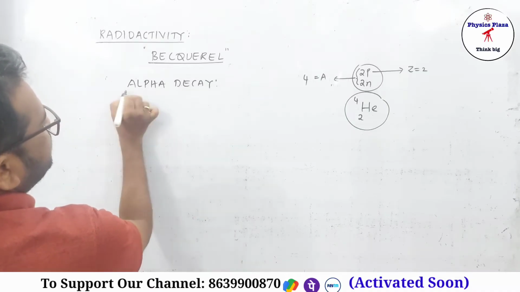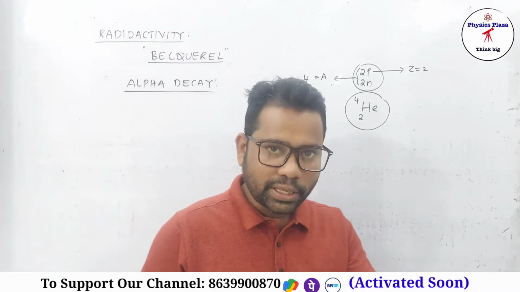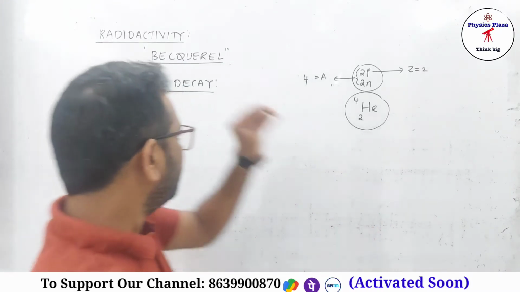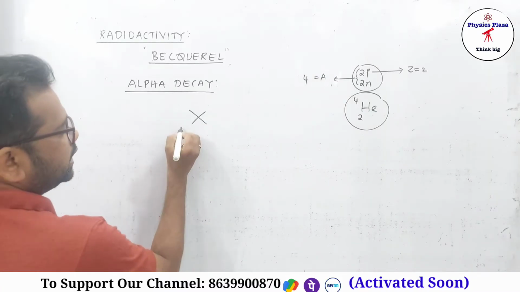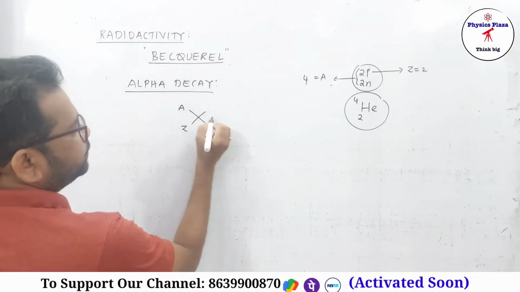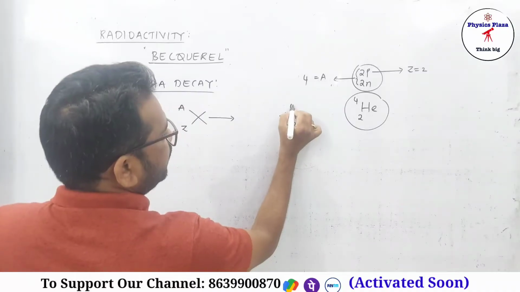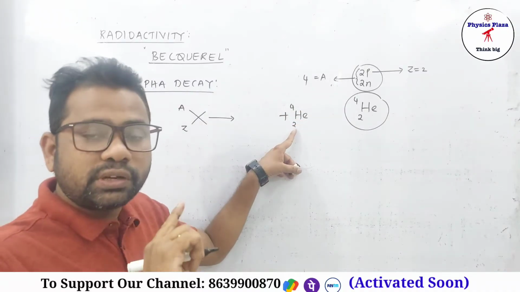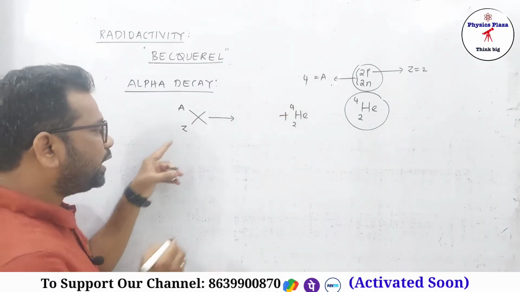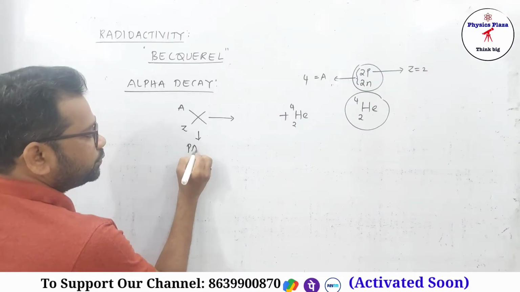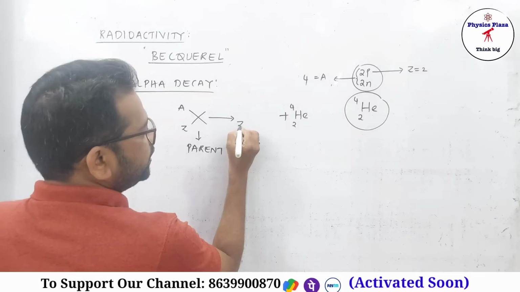Children, as I told you, these radioactive materials go on emitting radiations. If that radiation consists of alpha particles, then it is called alpha decay. Now let us see. Suppose X is a nucleus, its atomic number is Z, mass number is A. If it emits one alpha particle, what will happen? Alpha particle carries 2 units of atomic number, 4 units of mass number. Then the atomic number of this parent nuclei is reduced by 2.